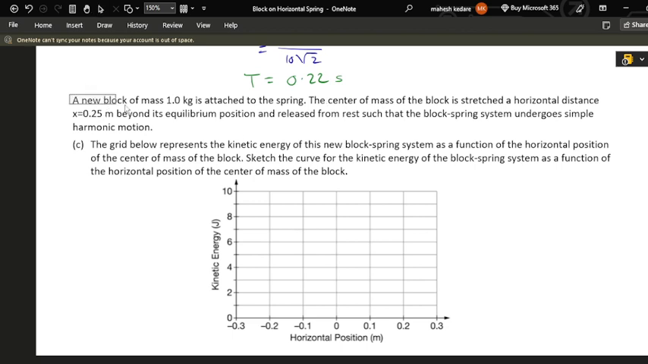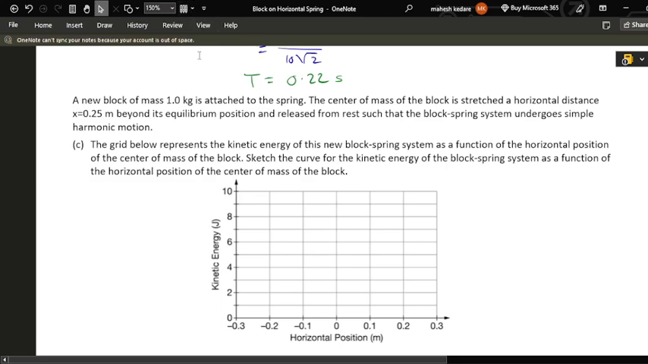Next question. A new block of mass 1.0 kg is now attached to the spring. The center of mass of the block is stretched a horizontal distance of 0.25 meter beyond its equilibrium position and released from rest such that the block springs to simple harmonic motion. The grid below represents the kinetic energy of this new block spring system as a function of the horizontal position of the center of mass of the block. Draw the curve for kinetic energy of the block spring system as a function of the horizontal position of the center of mass.